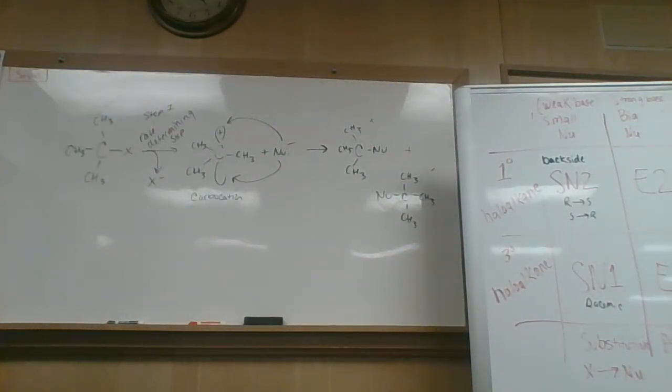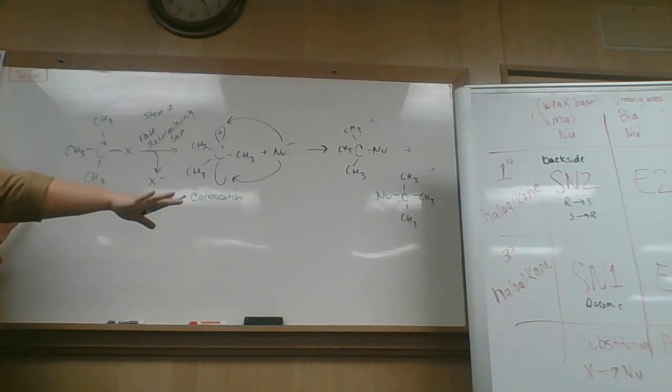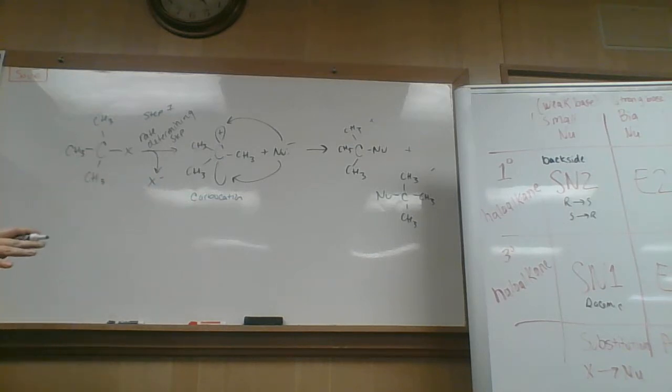All right, let's take a step back here. So we know that tertiary haloalkanes are preferred for SN1 and E1. Who remembers why? Why do I have a tertiary here? Why not primary?